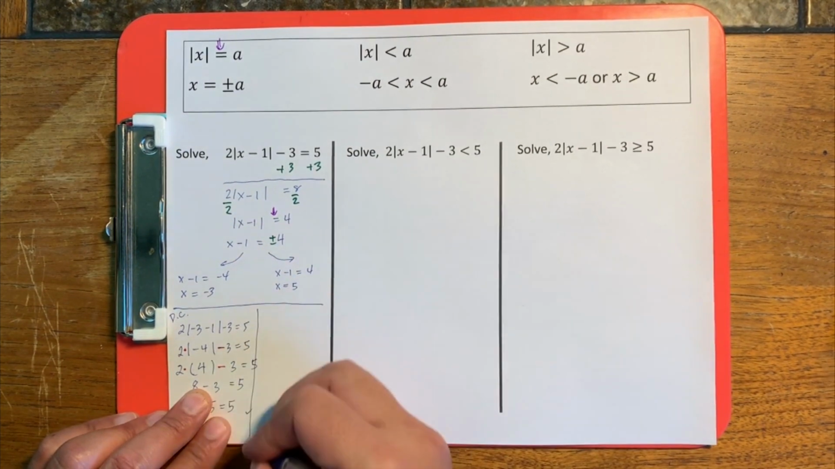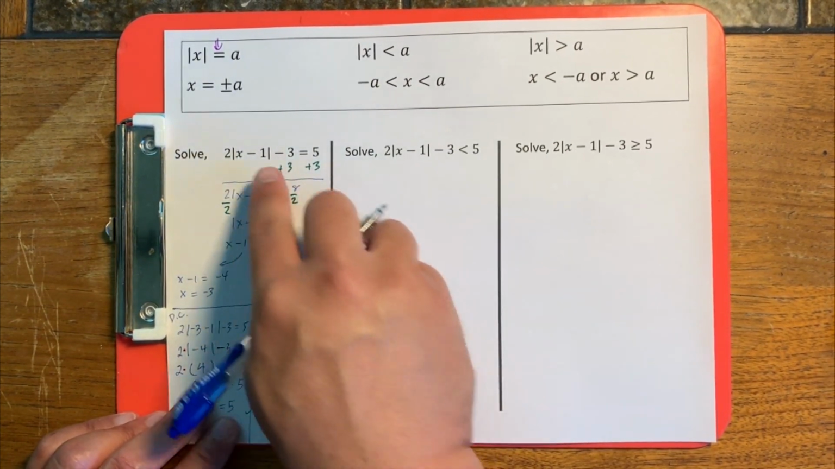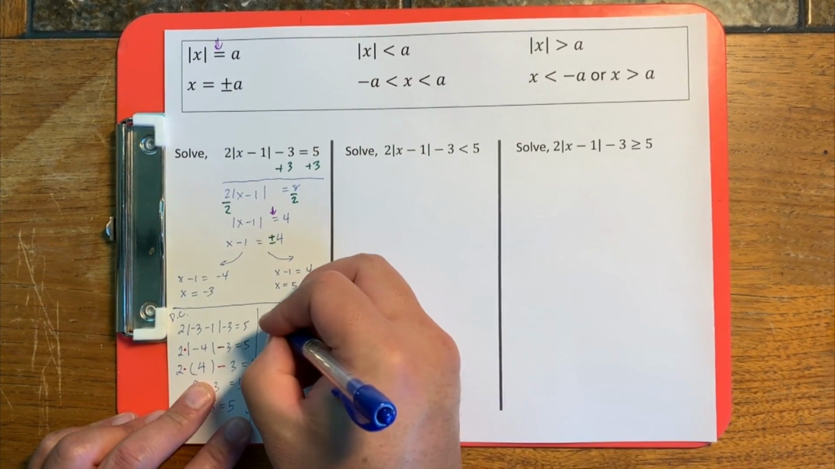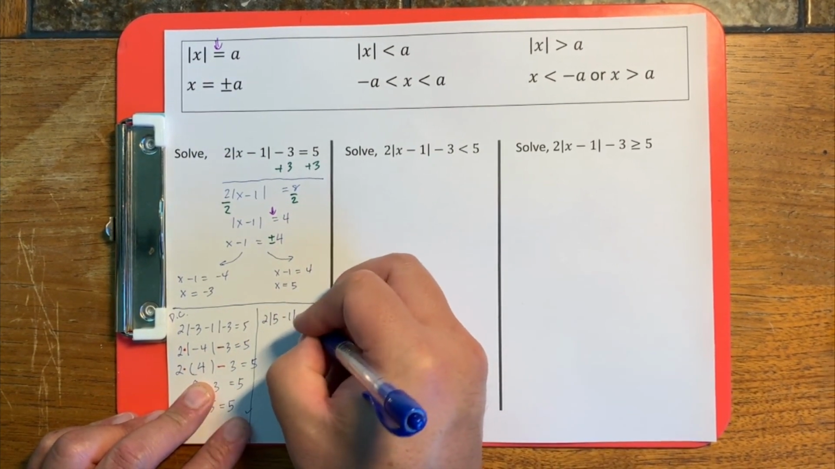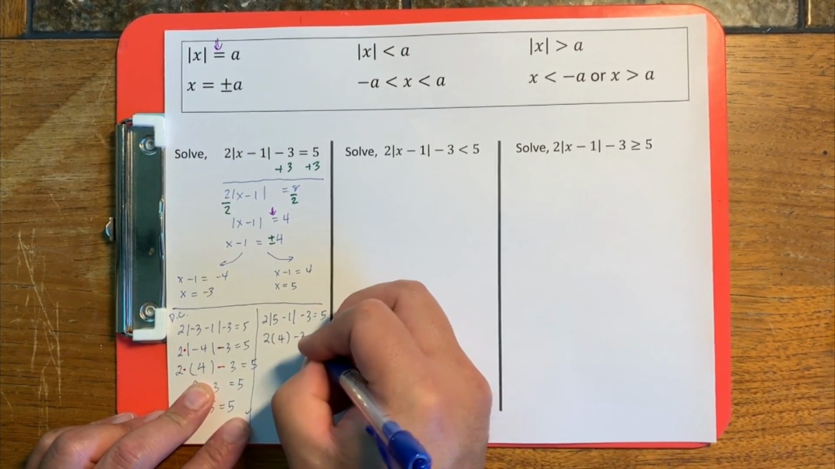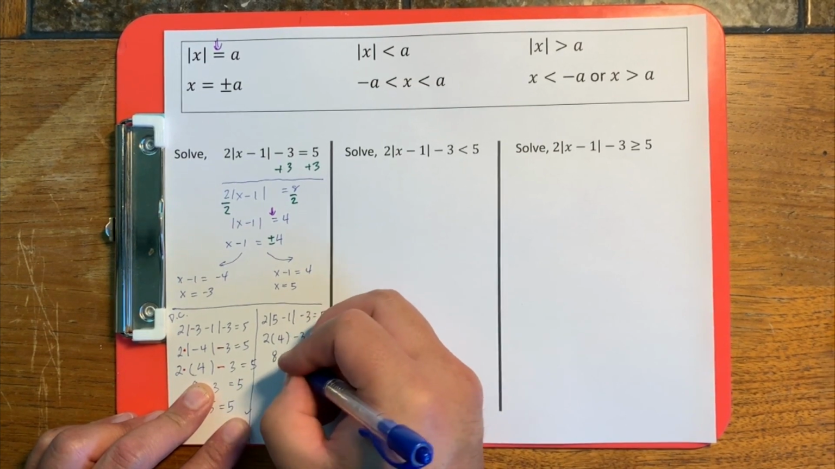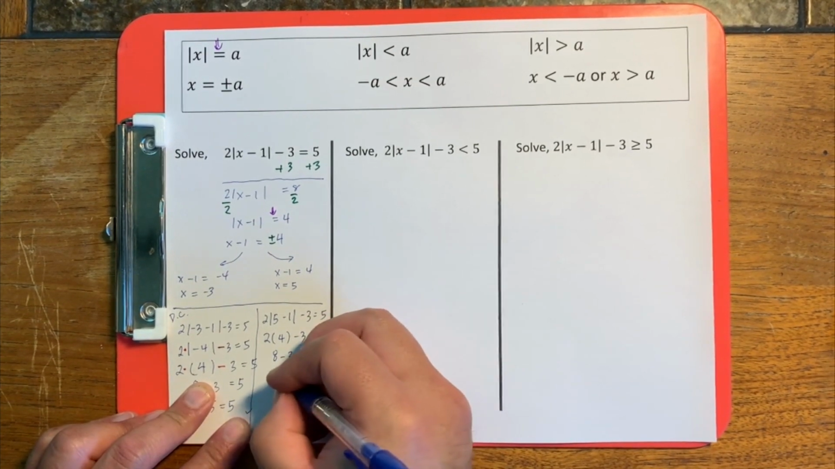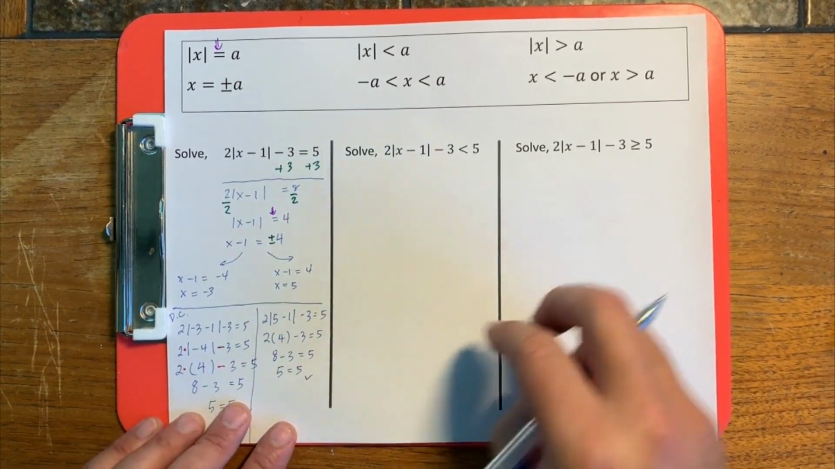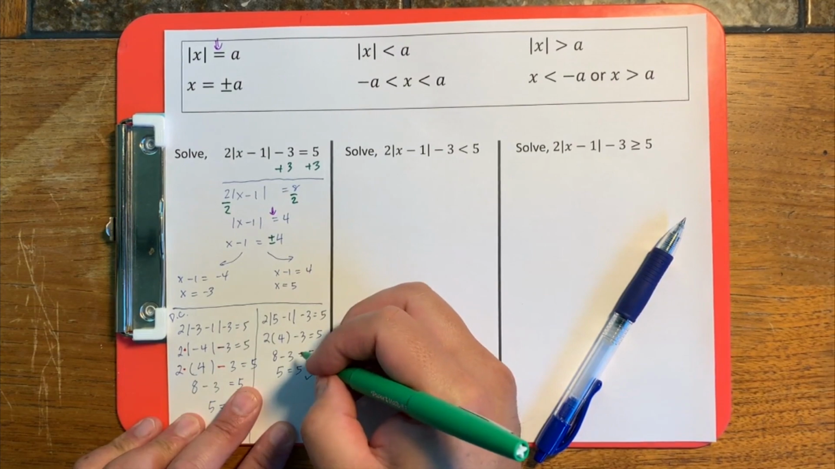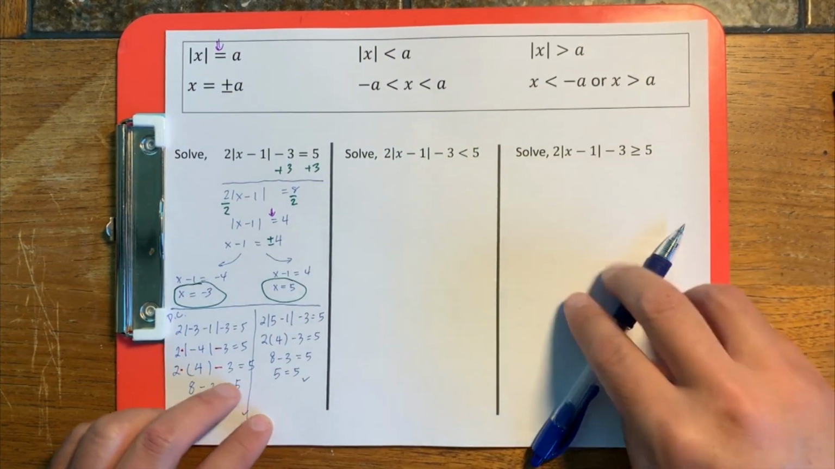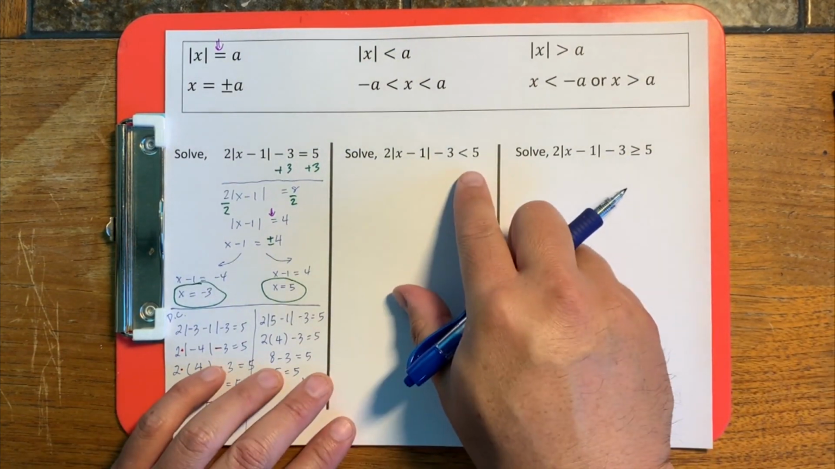We do the same thing for x equals 5. We're going to plug this into the original equation, and we'll get 2 times 4, 8. 5 is equal to 5, and that's also a true statement. So both of these are good answers. Okay. Now, let's do this problem.